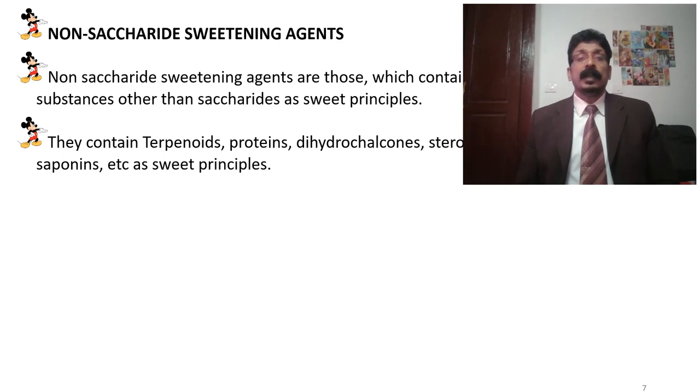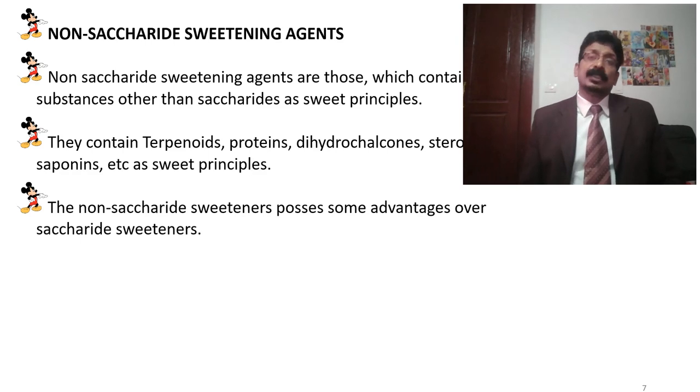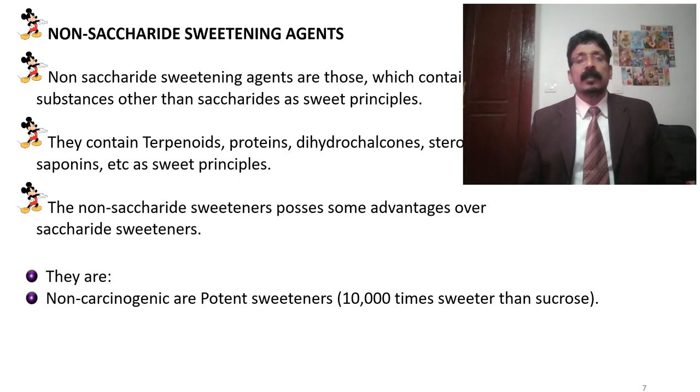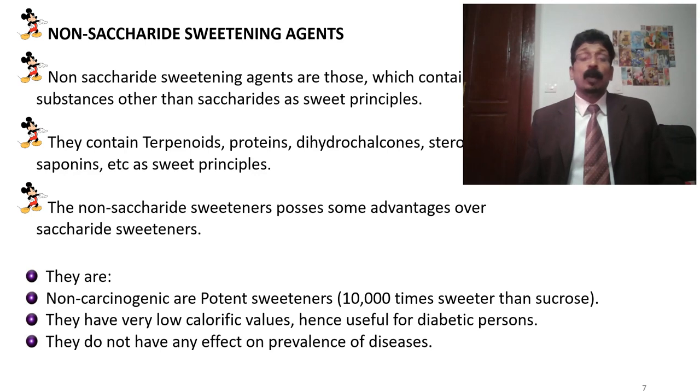They contain terpenoids, proteins, dihydrochalcones, steroidal saponins, etc. as sweet principles. The non-saccharide sweeteners possess some advantages over saccharide sweeteners. They are non-carcinogenic or potent sweeteners, 10,000 times sweeter than sucrose, and they have very low calorific values, hence useful in diabetic patients. They do not have any effect on prevalence of disease.